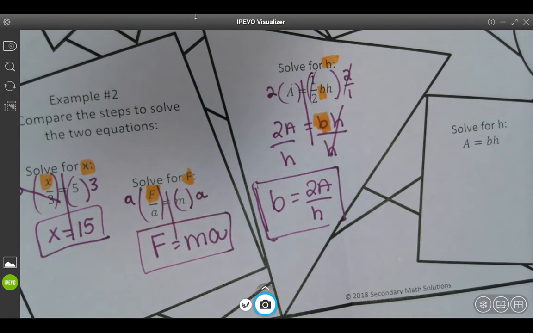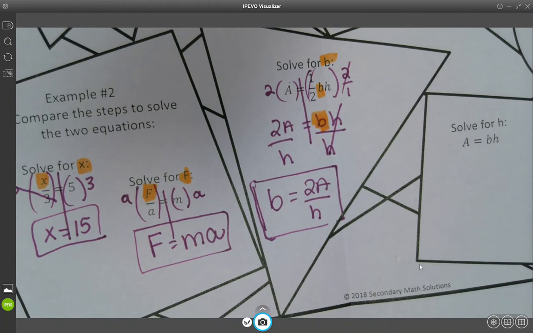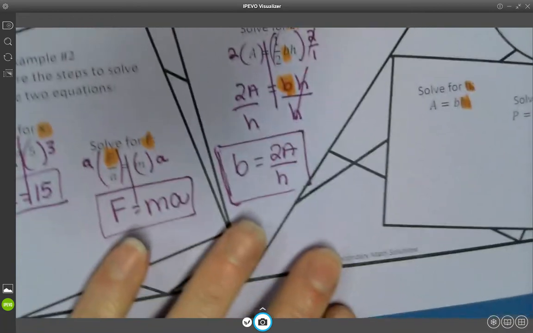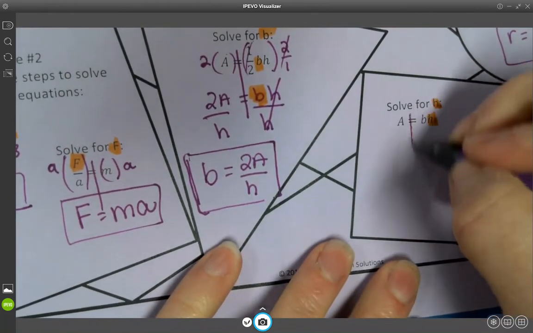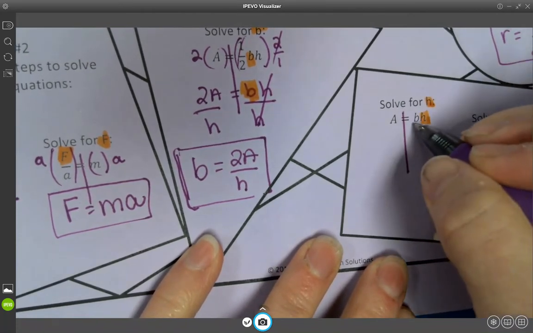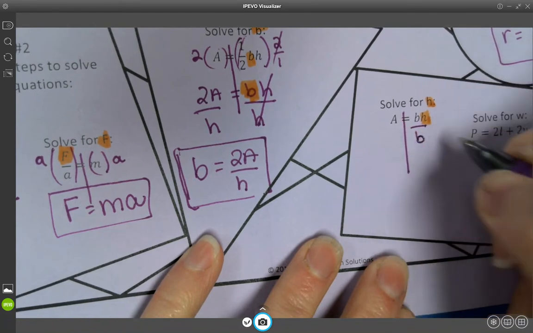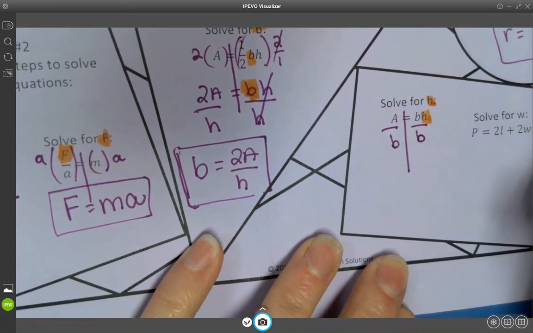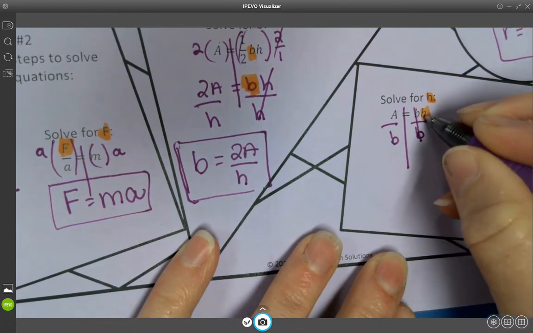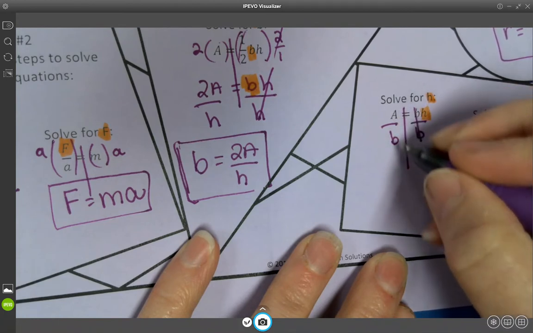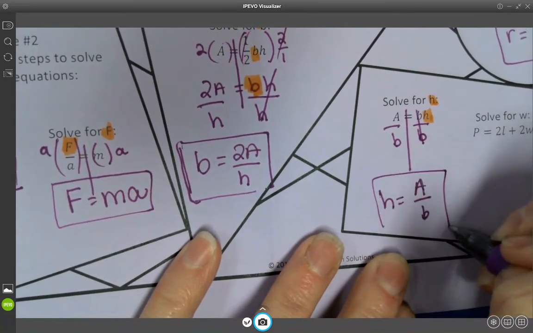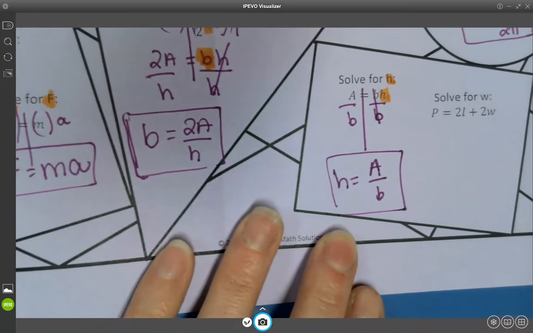So we just had 2 more problems to do, so let's look at those. We're solving for h here. Highlight them. Okay, we have a equals b times h. This is multiply. We can divide by b to get h by itself. When you do that, the b's will cancel. And you just have h equals a over b, so I can rewrite it. A over b. So a divided by b.